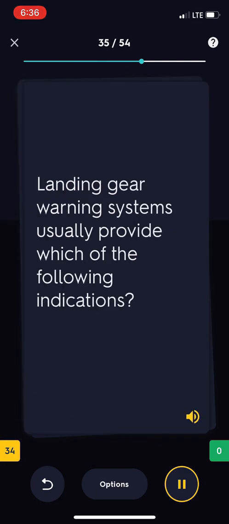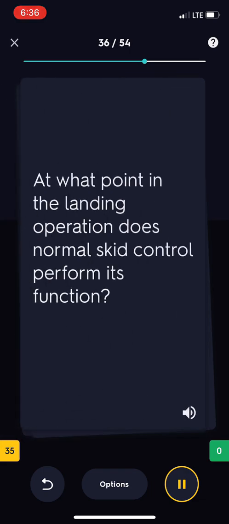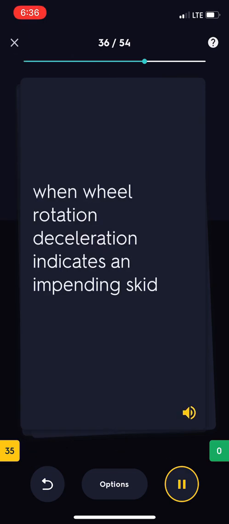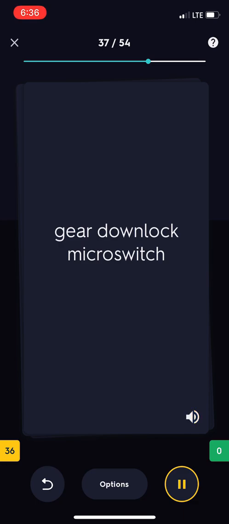Landing gear warning systems usually provide which of the following indications? Red light for unsafe gear, green light for gear down, no light for gear up. At what point in the landing operation does normal skid control perform its function? When wheel rotation deceleration indicates an impending skid. Which repair would require a landing gear retraction test? Gear down lock micro switch.